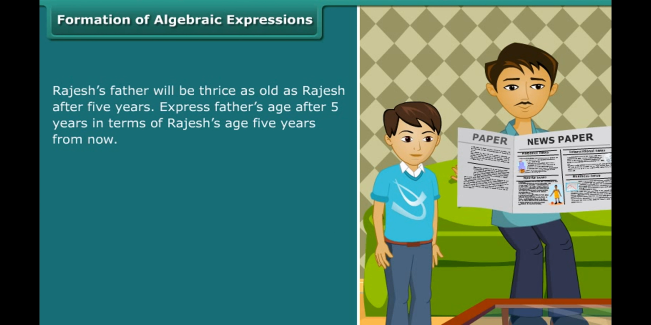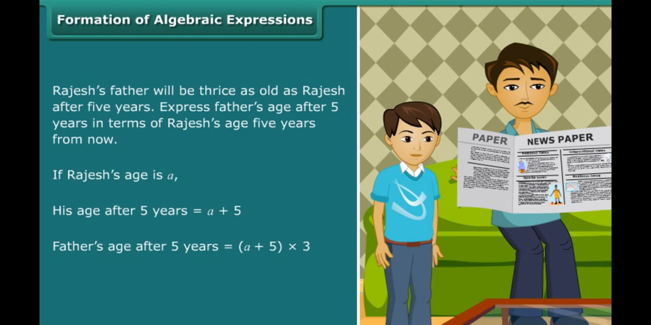Rajesh's father will be thrice as old as Rajesh after 5 years. Express father's age after 5 years in terms of Rajesh's age 5 years from now. If Rajesh's age is A, his age after 5 years is A plus 5. Father's age after 5 years is equal to (A plus 5) into 3.